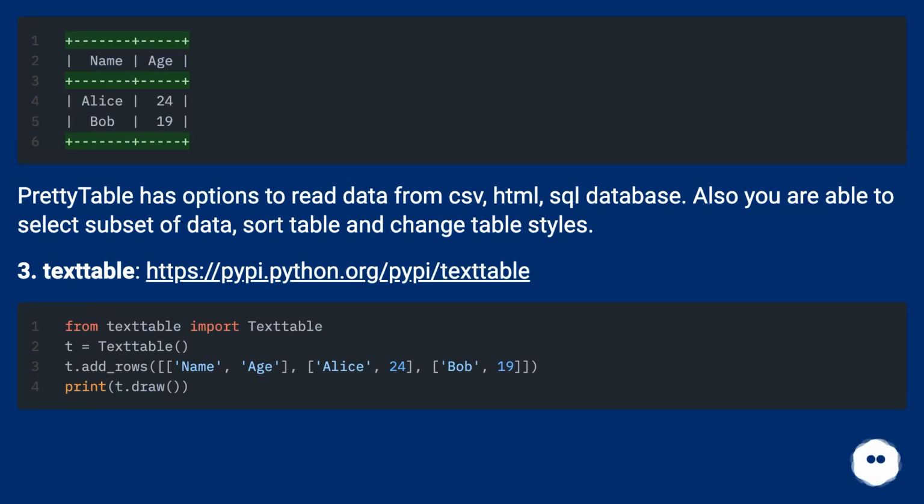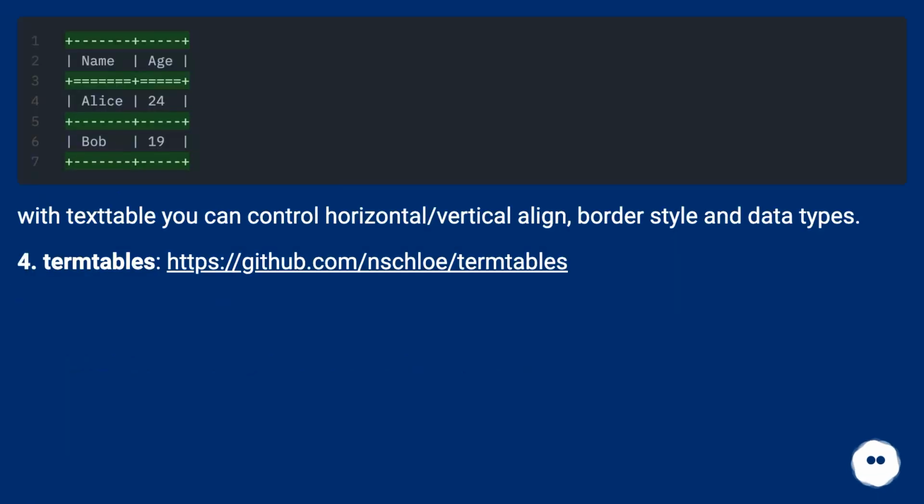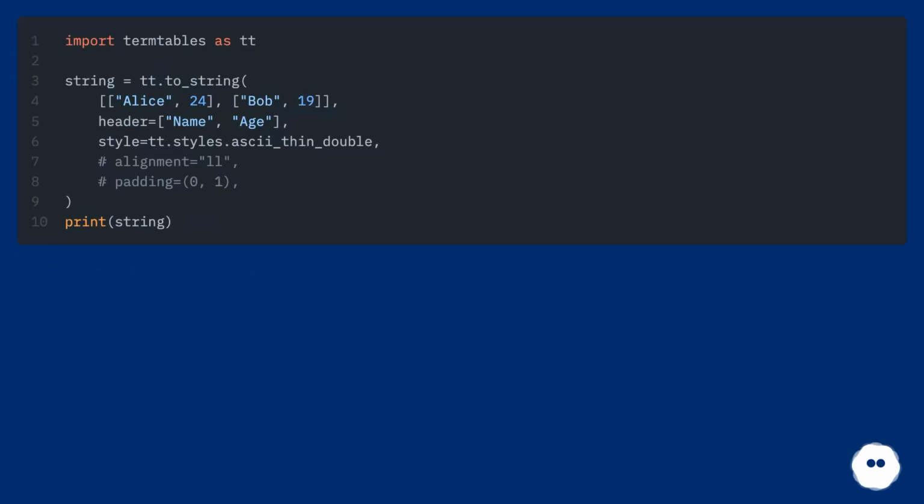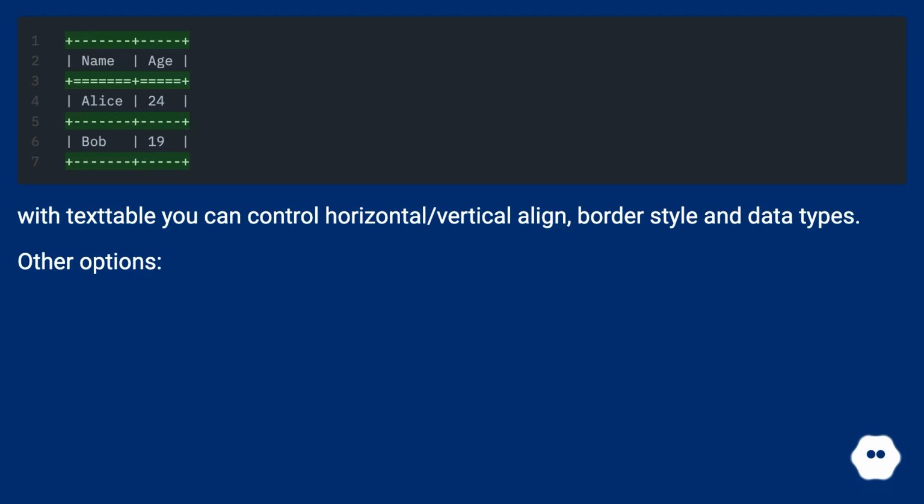3. Textable, this URL. With Textable, you can control horizontal/vertical align, border style, and data types. 4. Term tables, this URL.